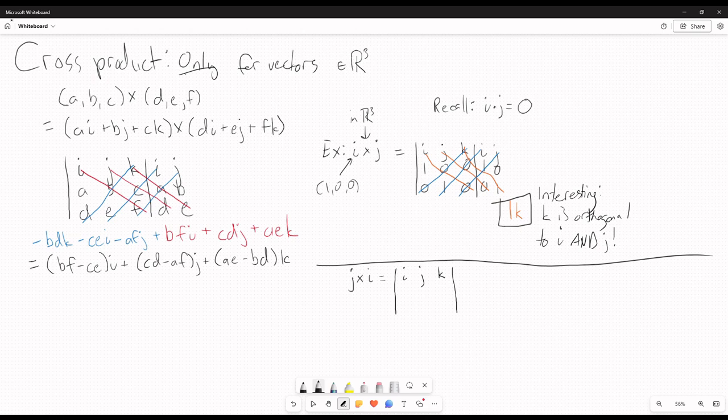So now we're doing j cross I, so we'll put our first vector, which is 0, 1, 0, in the first row, and then 1, 0, 0 in the second row.